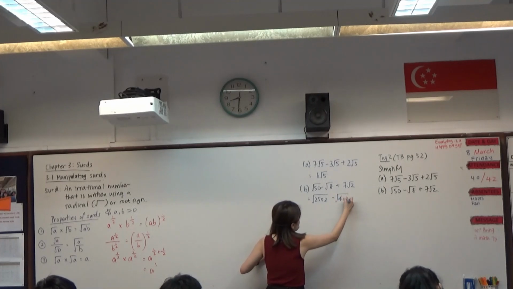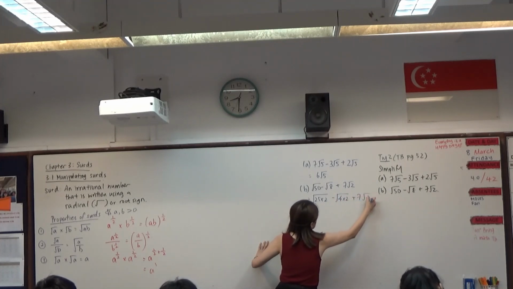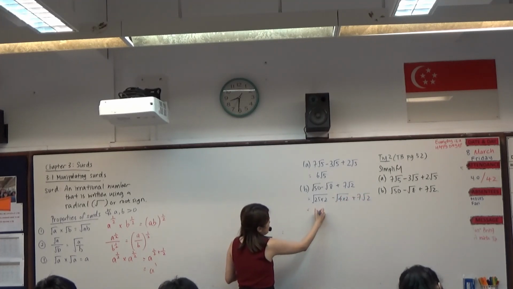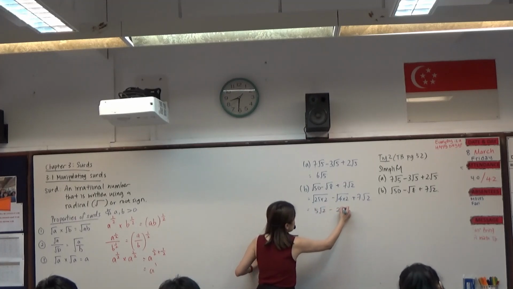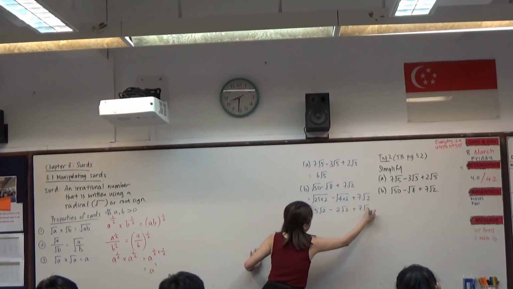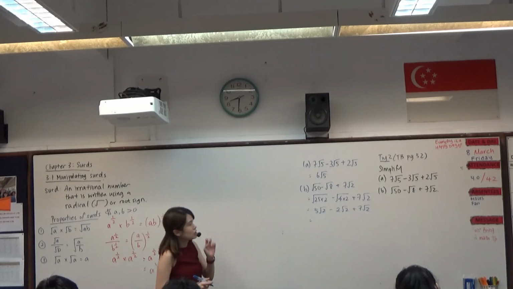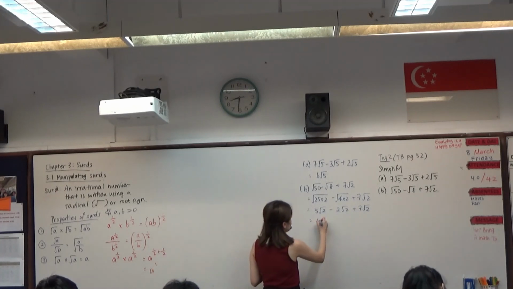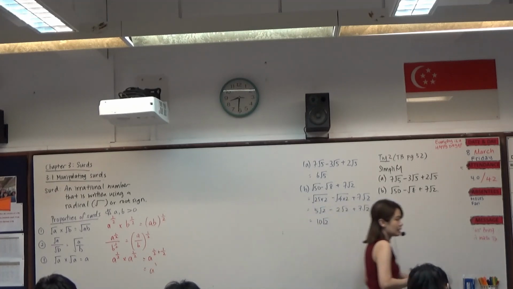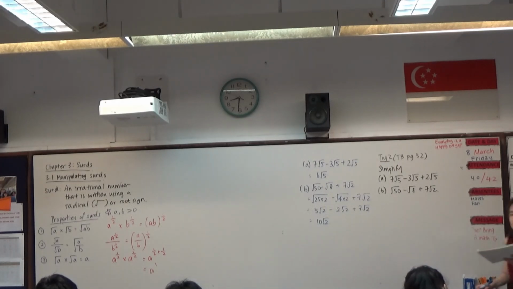is actually 4 times 2. So in this case, you can get 5 root 2 minus 2 root 2 plus 7 root 2. So 5 minus 2 is 3, 3 plus 7 is 10. So 10 root 2 will be the answer. Okay? Questions?